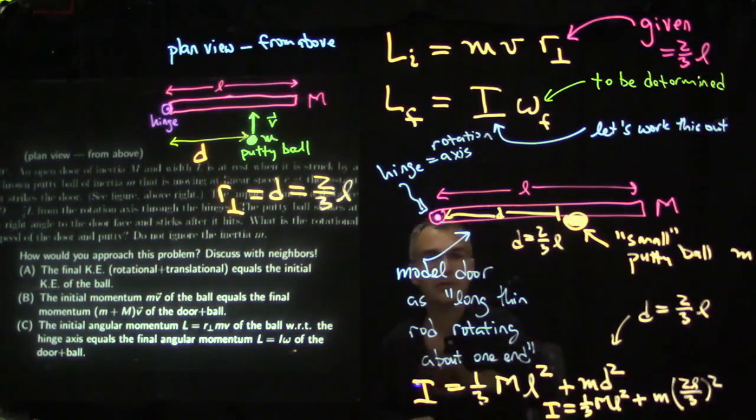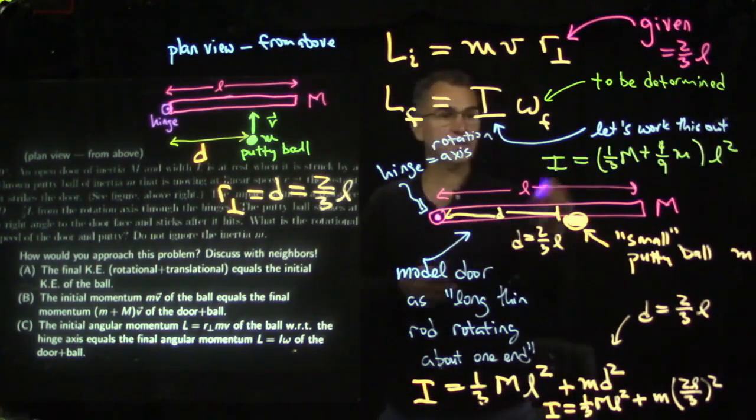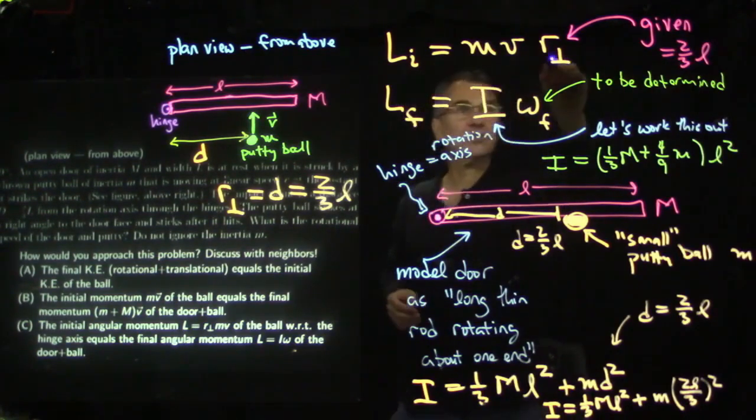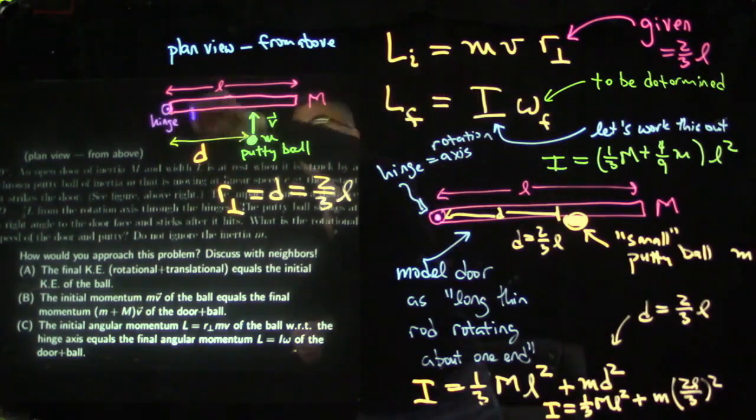So this rotational inertia for the door with the putty ball stuck to it is 1/3 M L squared. That's treating the door itself as a long, thin rod. And then plus m times the square of 2/3 L, which is just this point-like putty ball. This is little m. So then that's it. We could just solve for omega final, because we could take this mass times this speed times this perpendicular distance, which is given, and divide it by this big complicated rotational inertia, and that would give us the final angular velocity of the door rotating about its hinge.